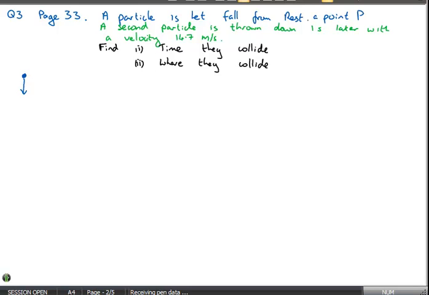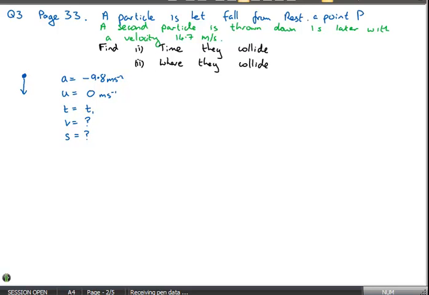Now for particle 1, we have the acceleration. We always go minus for down, so that will be minus 9.8 meters per second squared. We know it's dropped from rest, so the initial velocity has to be 0 meters per second. We don't know the time, I'm just going to call it T1, and we don't know the final velocity, and we don't know the distance from P.